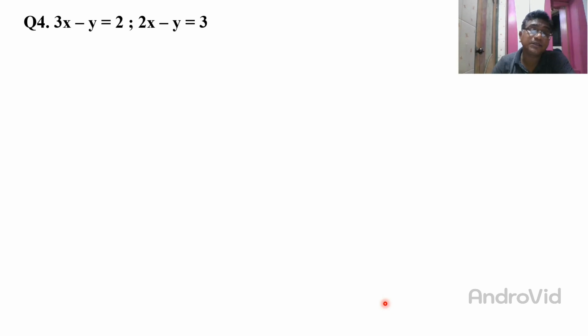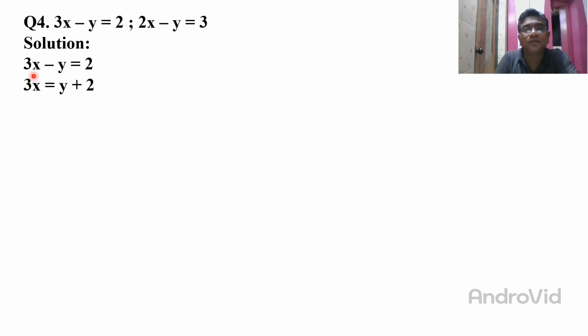Here you can see the equations: 3x minus y is equal to 2 and 2x minus y is equal to 3. With the help of these equations we can make a table, with the help of the table we can get the coordinates, and with those coordinates we can draw a graph and find the values of x and y. First we take the equation 3x minus y is equal to 2, and we want to make its table.